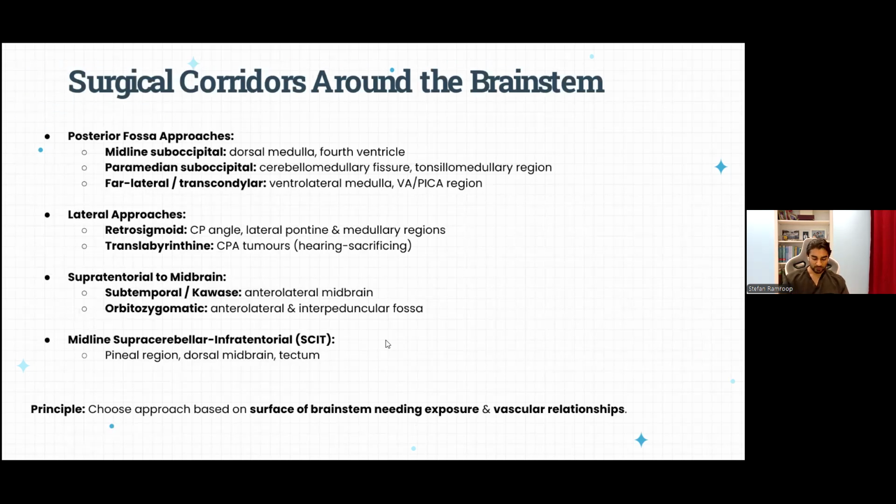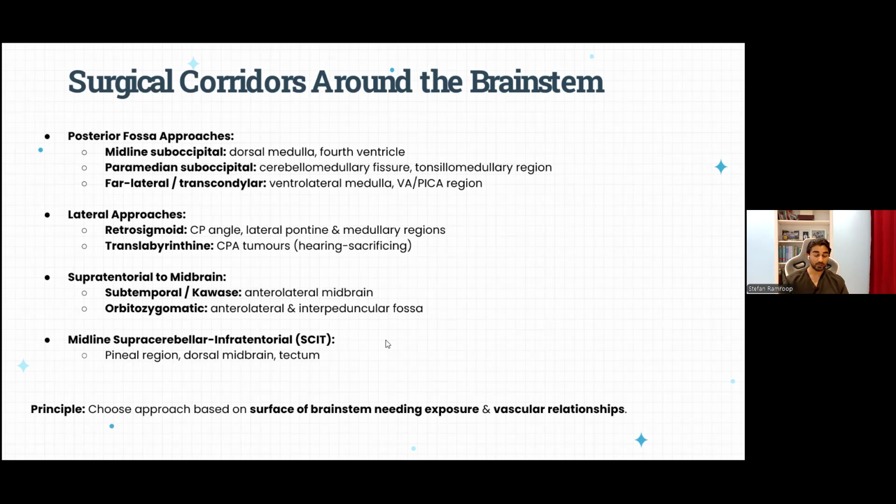So now that we've talked about the different brainstem syndromes, I just wanted to touch briefly on the surgical corridors around the brainstem. When you're operating around it, the choice of the corridor is dictated by which surface of the brainstem needs to be exposed, as well as the surrounding vascular relationships. So midline suboccipital approaches can give you access to the dorsal medulla and the fourth ventricle.